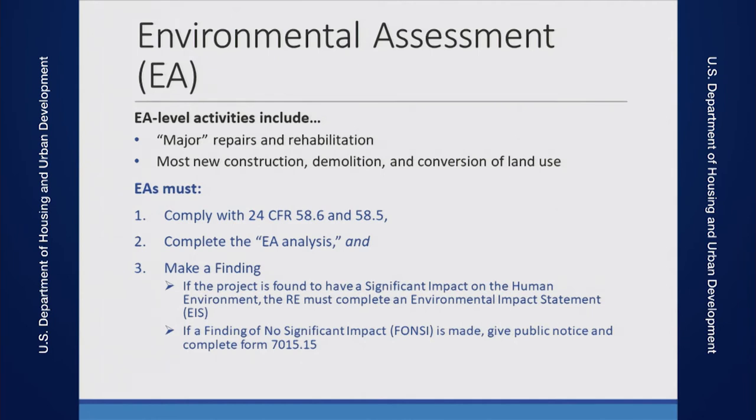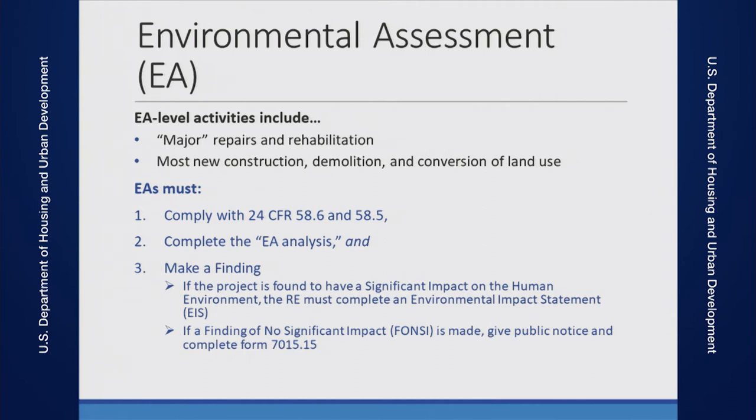And this is also the appropriate level of review for major rehab, which would be any rehab that does not conform to the requirements listed in 58.35(a)(3). So for multifamily rehab, an EA would be required if the unit density is changed by more than 20%, if the building is converting from a non-residential use, or if the estimated cost of rehab is more than 75% of the total estimated cost of replacement after rehab.